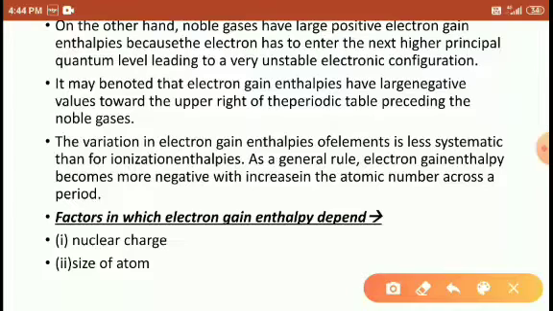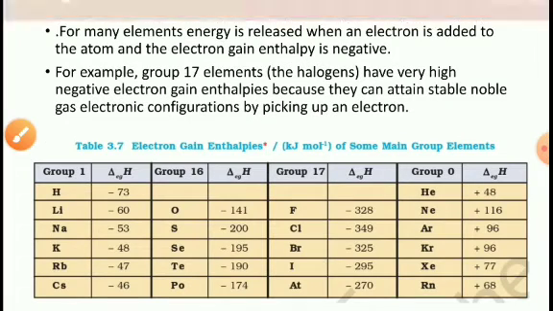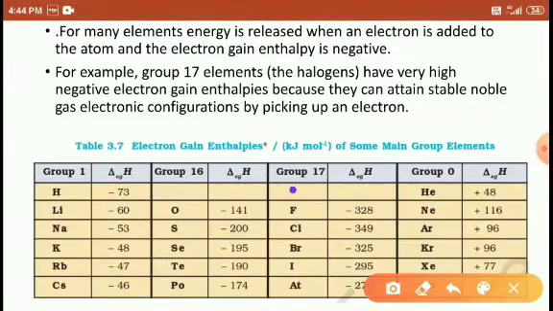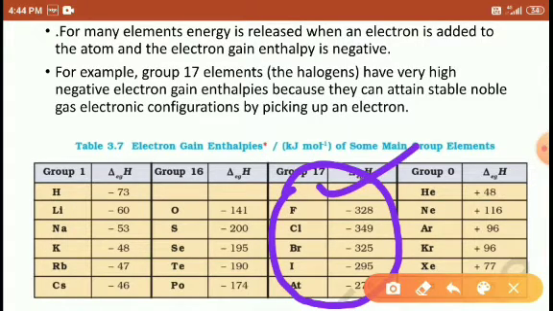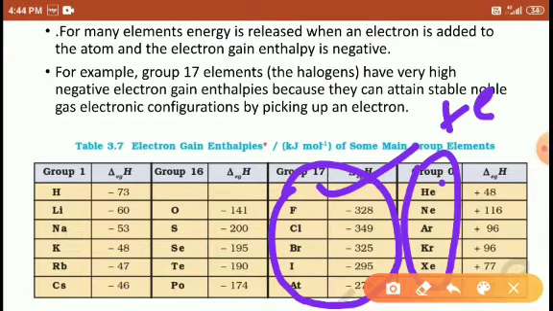Right. Understood, students? Species with an outermost shell that is nearly complete want to stabilize at a faster rate, so their electron gain enthalpy is very high negative. Those noble gas species are already stable and their electrons are completely stable. If they accept an electron, it shifts into the next higher energy level. So they need very little energy. Right, students?